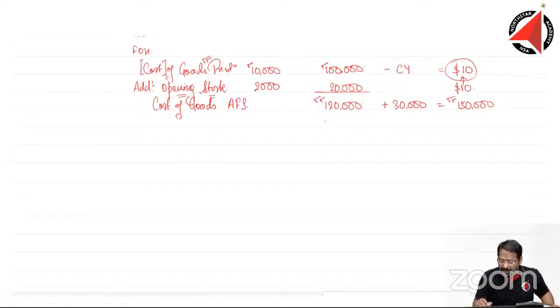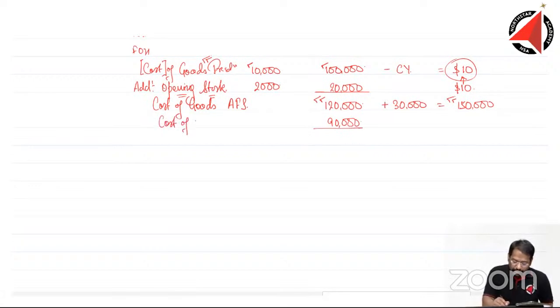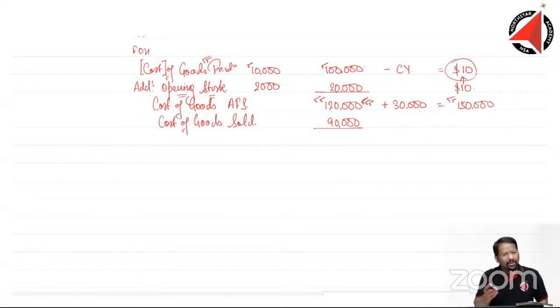Now, if I have been able to sell 100,000 worth of goods, or let's say 90,000 worth of goods, then this 90,000 worth of goods is called cost of goods sold. This concept may be new for many of you. Cost of goods available for sale is a very simple concept, just that we don't call it like that very often. I want you to learn this concept because we will call it quite often.